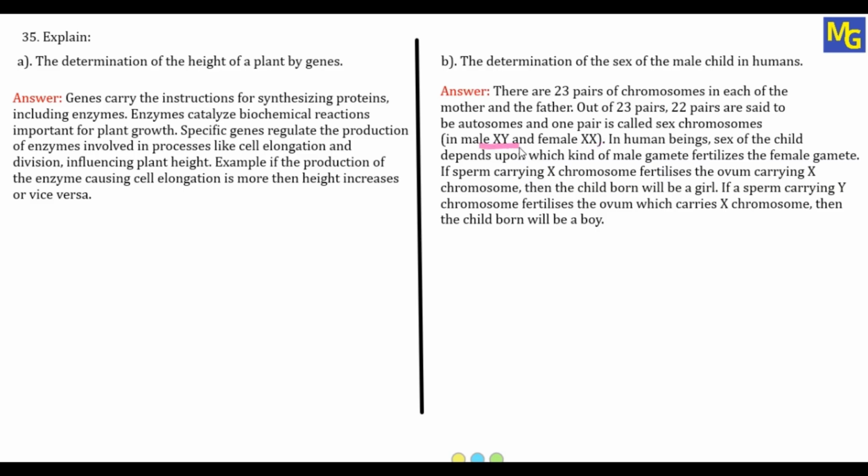In male we have two different sex chromosomes, X and Y. So some sperms will be having X chromosome, some sperms will be having Y chromosome. But in female all the eggs will be having only X chromosome. Now, in human being, sex of the child depends upon which kind of male gamete fertilizes with the female gamete. Means which sperm will come and fuse with the ovum or egg. If X comes and fuses with the egg, then it will be XX. If Y comes and fuses with the egg, then it will be XY, and that will help to decide the sex of the child.